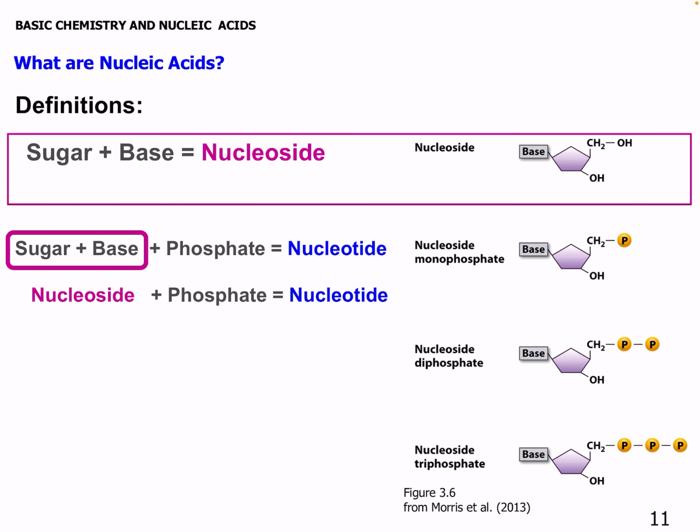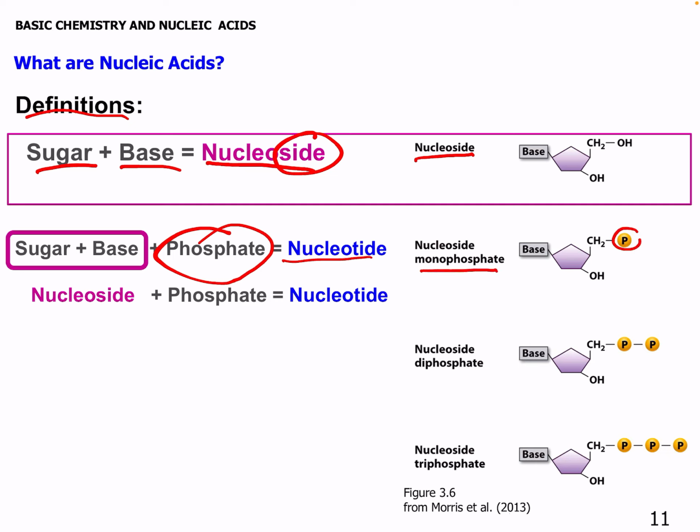So what are these nucleic acids? First, some definitions. A nucleic acid is built from a base, a sugar, and a phosphate. But there's a difference between nucleosides and nucleotides, and that's mainly the difference. With the phosphate, we have a nucleotide. Without the phosphate, we have a nucleoside. So a nucleoside, again, is a sugar and a base. Nucleoside monophosphate has a single phosphate, diphosphate 2, triphosphate 3.